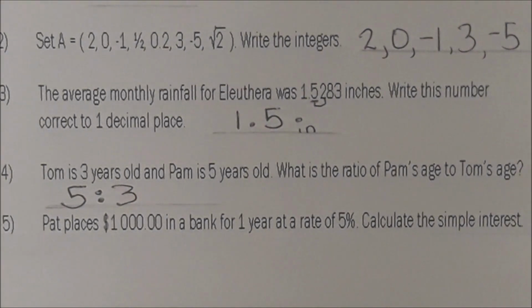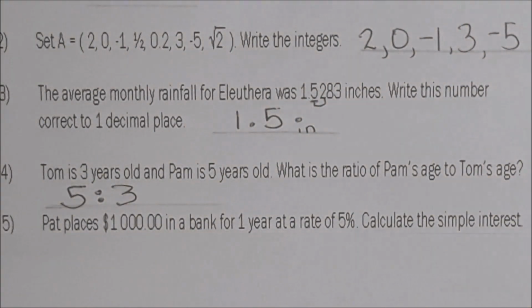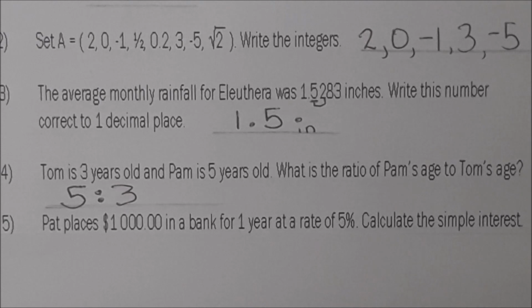Pat places $1,000 in a bank for 1 year at a rate of 5%. Calculate the simple interest. Okay, and give me the formula for simple interest. The formula for simple interest is principal times rate times time, all over 100. Okay, let me see you do the working and then you're going to work it out.